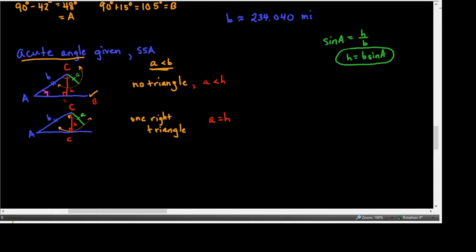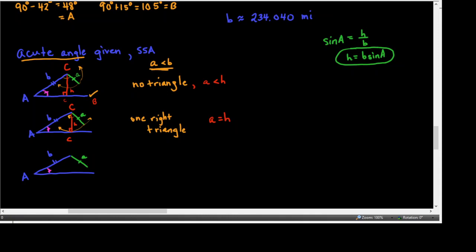Okay, then the third possibility, given angle A, side B, and side A, where again A is acute, and it's a given angle and it's acute, and side A is shorter than B. That's true in all of these three examples I've drawn so far.